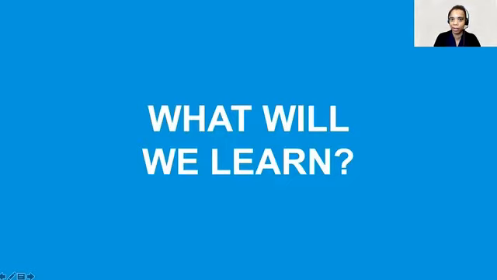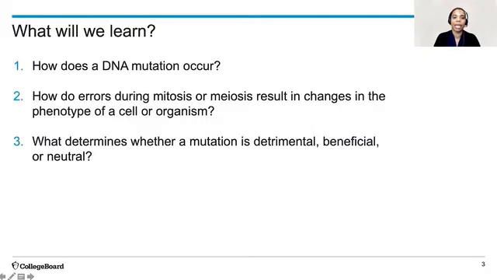What will we learn? How does a DNA mutation occur? How do errors during mitosis or meiosis result in changes in the phenotype of a cell or organism? And what determines whether a mutation is detrimental, beneficial, or neutral?